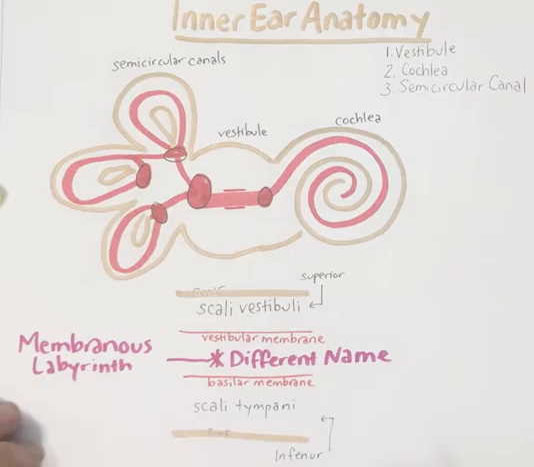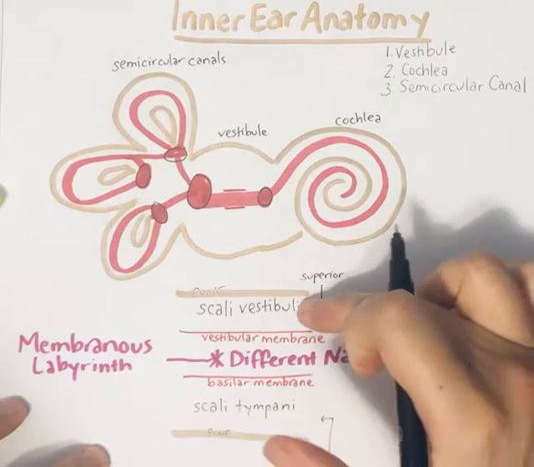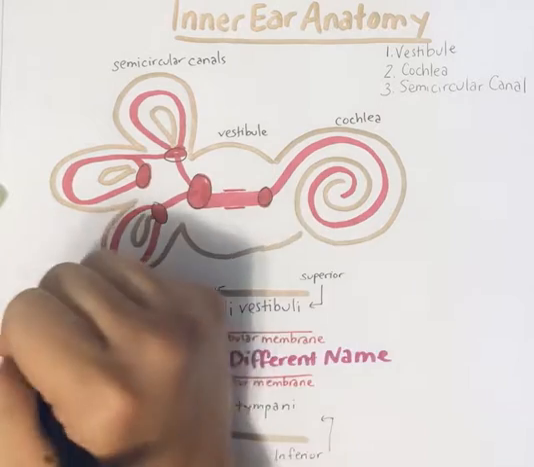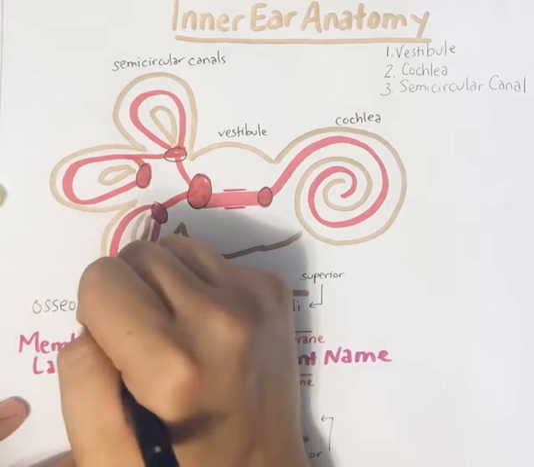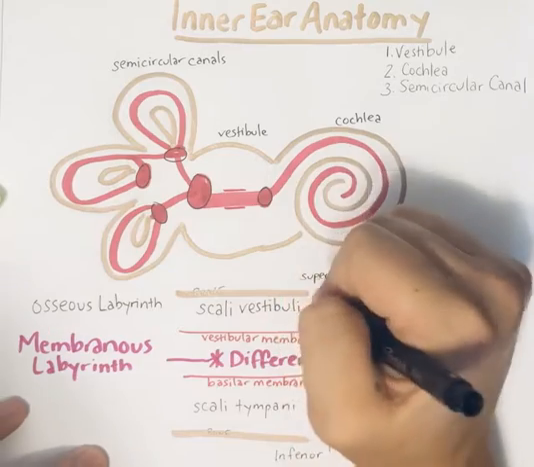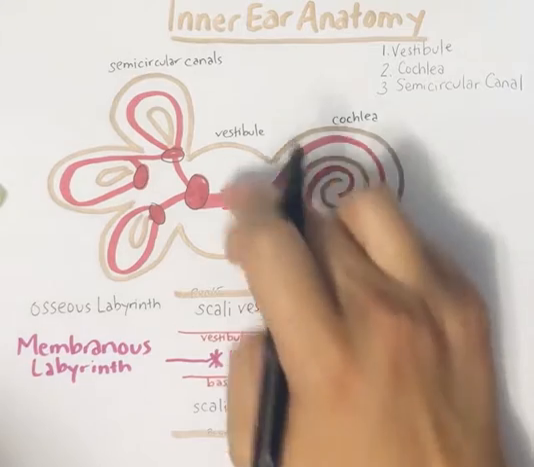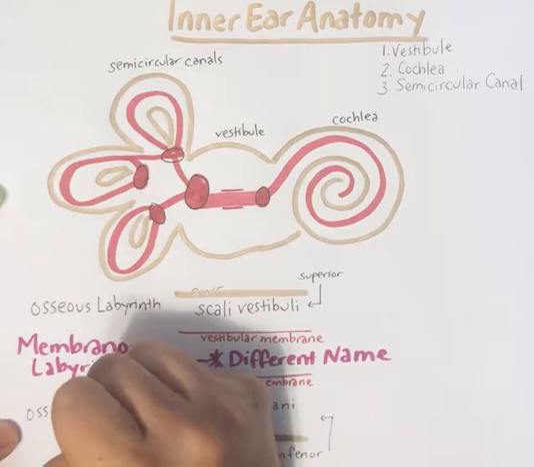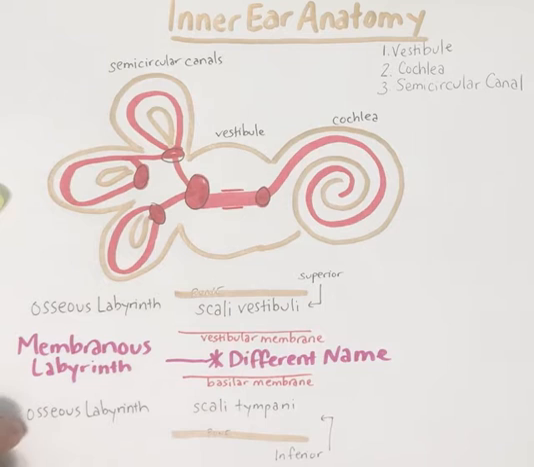Now, these are their names, but because this is bone on the outside, we literally say that the superior chamber, which is named scala vestibuli, and the inferior chamber, which is named scala tympani, is known as the osseous labyrinth. Osseous means bone. We will always say that the superior osseous labyrinth is called scala vestibuli, and the inferior chamber, which is also the osseous labyrinth, is called scala tympani.